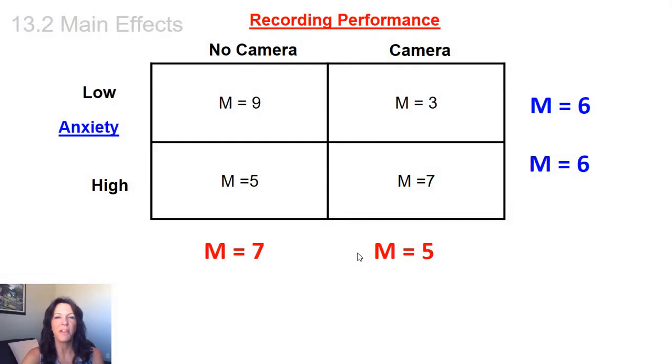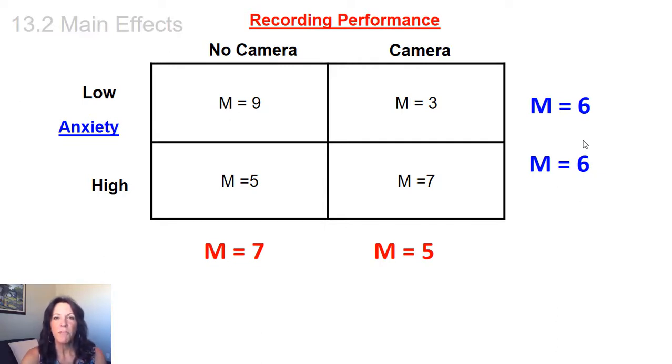All right, let's try another one. Let's say that the means are a little bit different. And what we're going to do when we analyze our main effects is we're going to start with the A factor, the rows, and we just draw across these means on the ends. And this time we have a mean of 6 for low anxiety and a mean of 6 for high anxiety. So in this case, we would say there is not a main effect for anxiety on interview performance. So it's not there. There's not a difference, in other words.